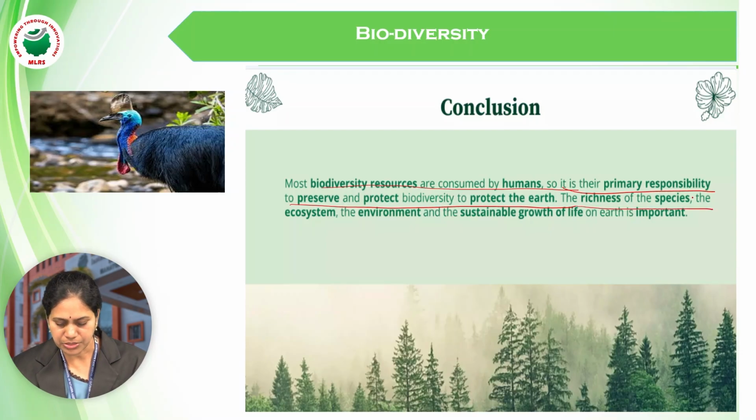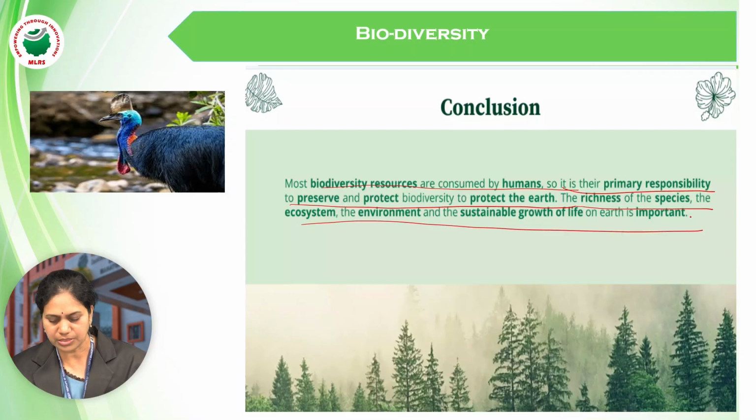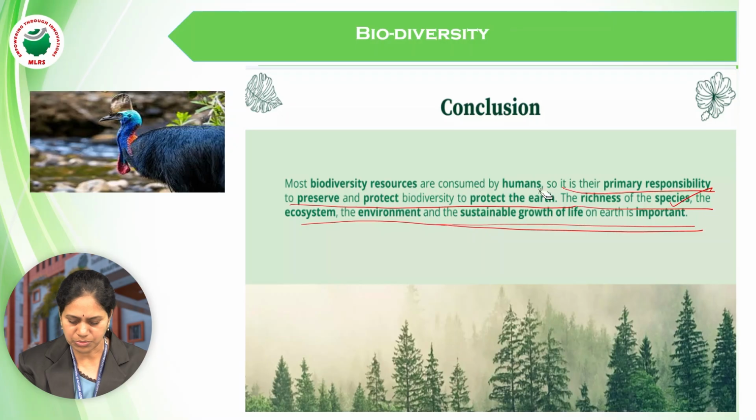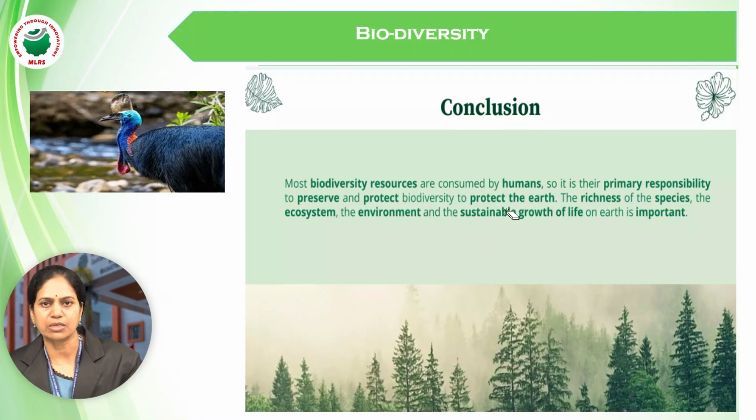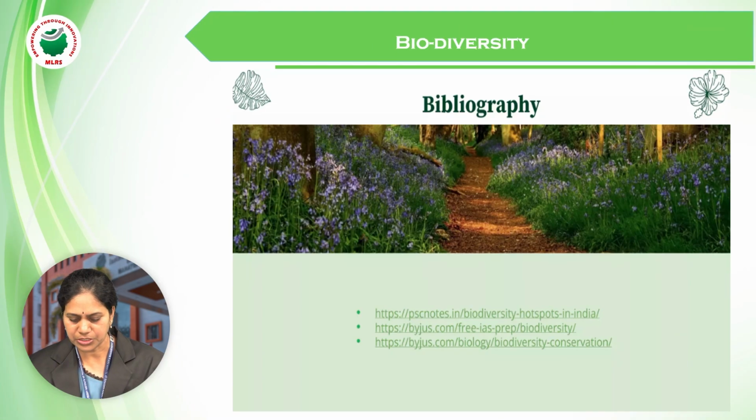The richness of species, the ecosystem, the environment and the sustainable growth of life on earth are important. Definitely the species are important, the ecosystem is important, the environment and sustainable growth of life on earth are very, very important. So this is the conclusion, because we are using different products of biodiversity directly and indirectly. We are totally dependent on them. So definitely we have to conserve and protect them. That is the conclusion here.